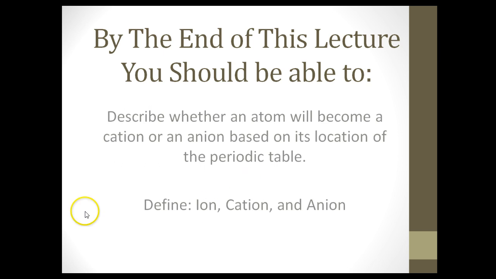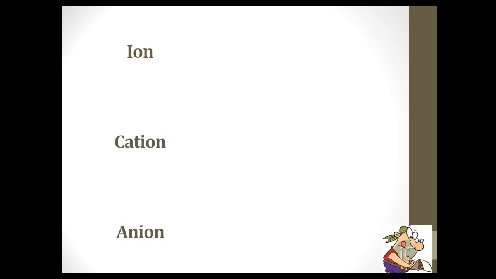So, by the end of this lecture, what you should be focusing on is describing whether an atom will become a cation or an anion based on its location in the periodic table, and also learning what ion, cation, and anion are, what those vocabulary words mean. So, let's get right into it.